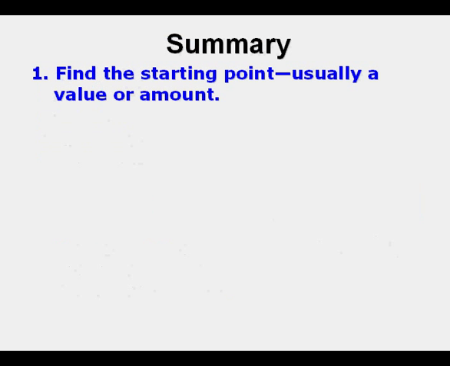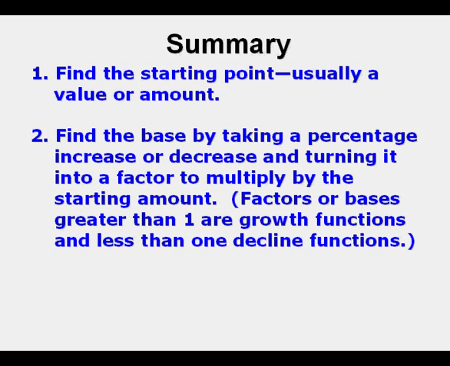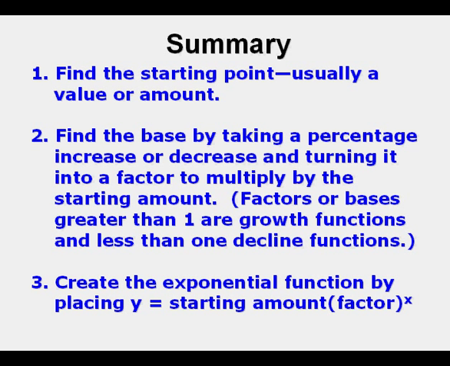So to summarize, first we find the starting point, and usually it's a value or amount. We need to secondly find the base by taking a percentage increase or decrease and turning it into a factor to multiply by the starting amount. Factors or bases greater than 1 are growth functions, and less than 1, they are decline functions. And finally, we need to create the exponential function by placing y equals the starting amount times the factor to the power of x.